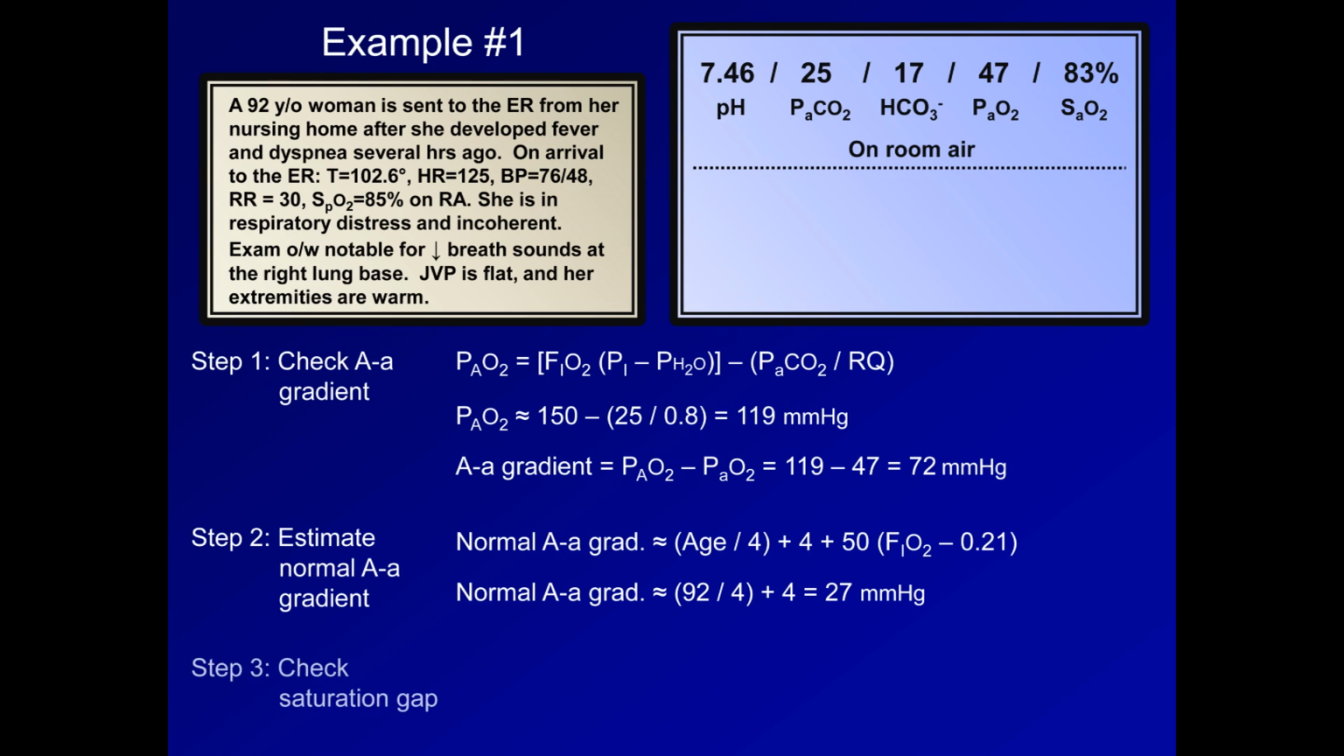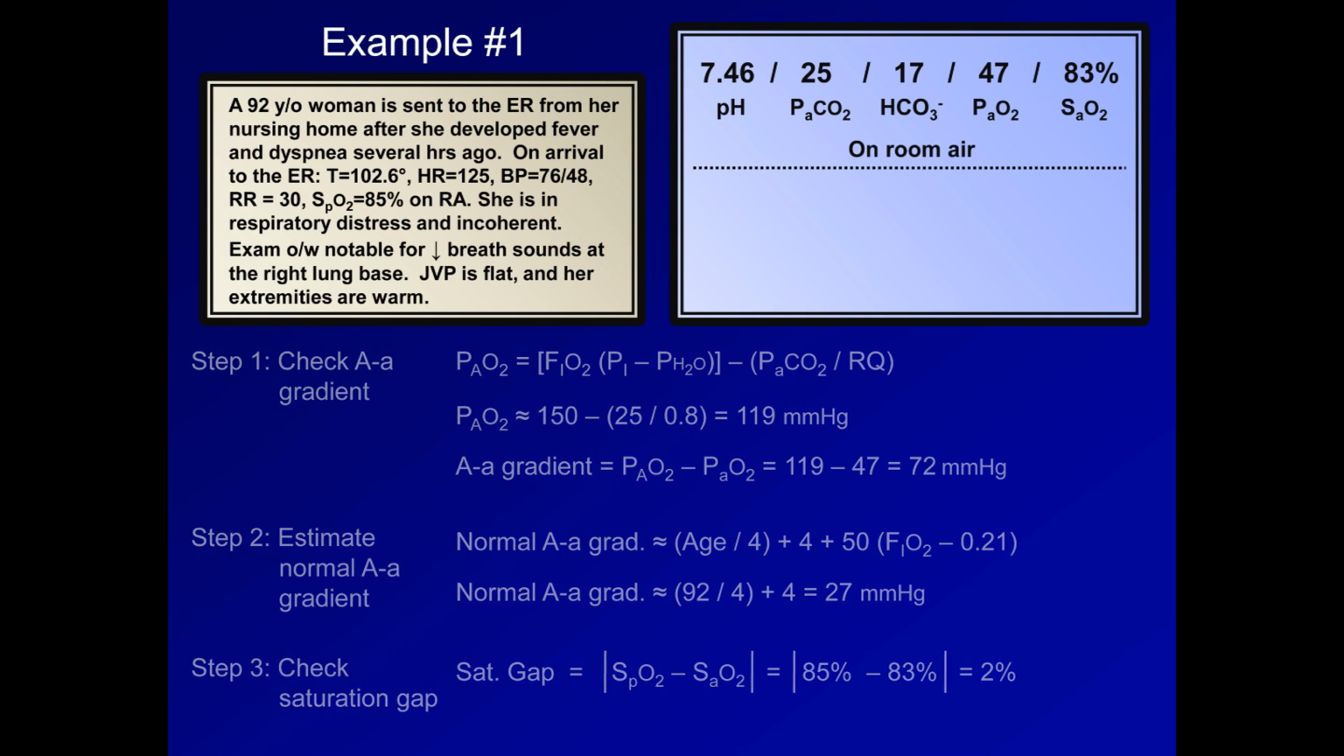Step 3, check the saturation gap. As we discussed in lecture 19, this is the absolute value of the difference between the O2 sat measured by pulse ox, or SpO2, and the O2 sat calculated by the ABG analyzer, or SaO2. Here, that gap is 2%. Anything less than 5% is considered normal.